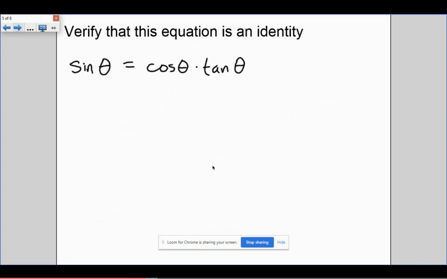Our second one, we have sine theta equals cosine theta times tangent theta. Theta works just like x. It's a Greek letter. Don't let it throw you off. It works the same way x does. For some reason they like to use theta in trig.